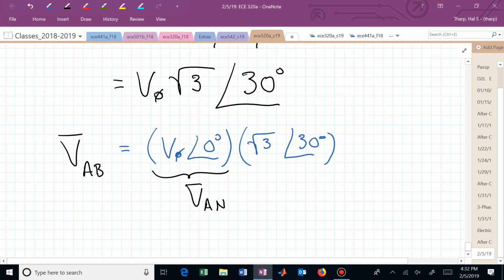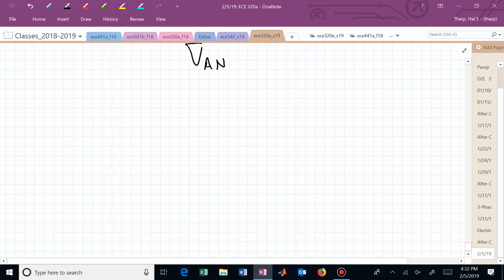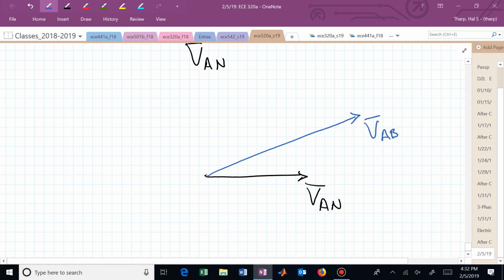And if you drew this, if this is now V sub AN, then if you could draw this accurately, here would be V sub AB as a phasor. It's 30 degrees, and it's the square root of 3 times V sub phi. This is just V sub phi at 0 degrees.